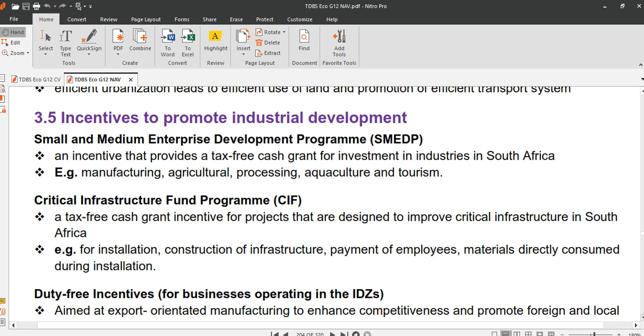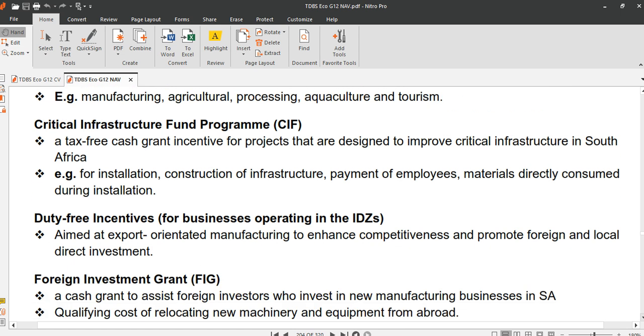First one is the Small and Medium Enterprise Development Program, SMEDP. This is an incentive that provides a tax-free cash grant for investment in industries in South Africa, for example manufacturing, agricultural processing, aquaculture, and tourism. The second one is the Critical Infrastructure Fund Program, CIF. A tax-free cash grant incentive for projects that are designed to improve critical infrastructure in South Africa, for example installation, construction of infrastructure, payment of employees, and materials directly consumed during installation.